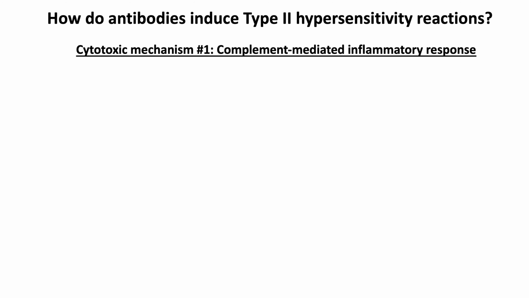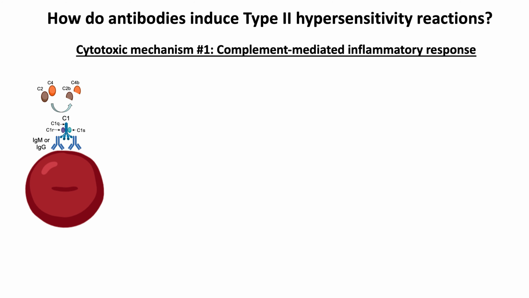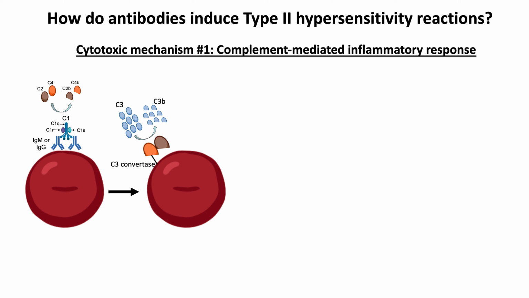So the first cytotoxic mechanism is complement-mediated inflammation. And so here we have an antibody that is bound to a red blood cell, and when that happens, it can activate the classical pathway of complement. And so it's recruited C1. C1 in turn has led to the cleavage of C2 and C4. This in turn leads to the formation of a C3 convertase, which rapidly cleaves C3 into C3b, and leads to the formation of a C5 convertase, which can cleave C5 into C5b.